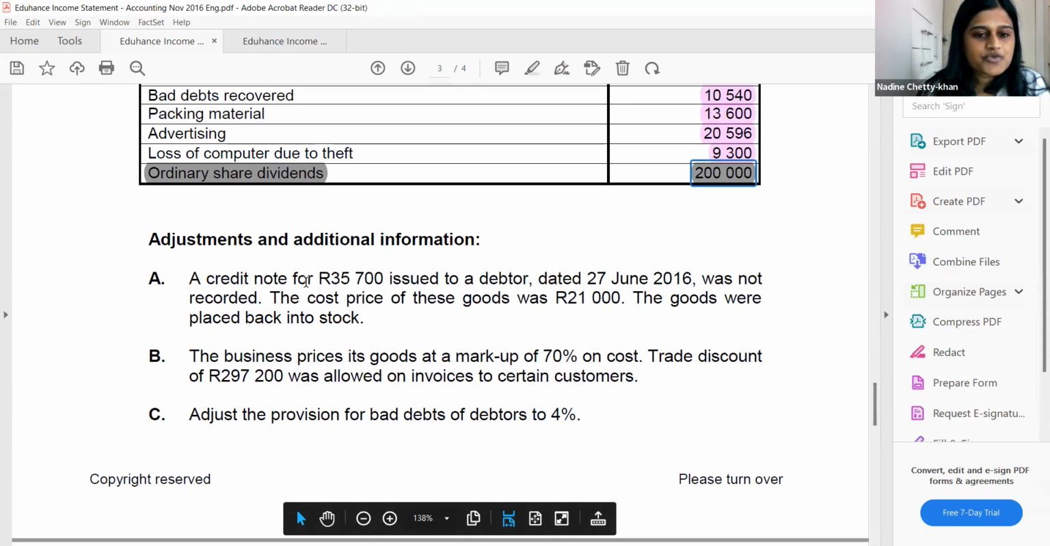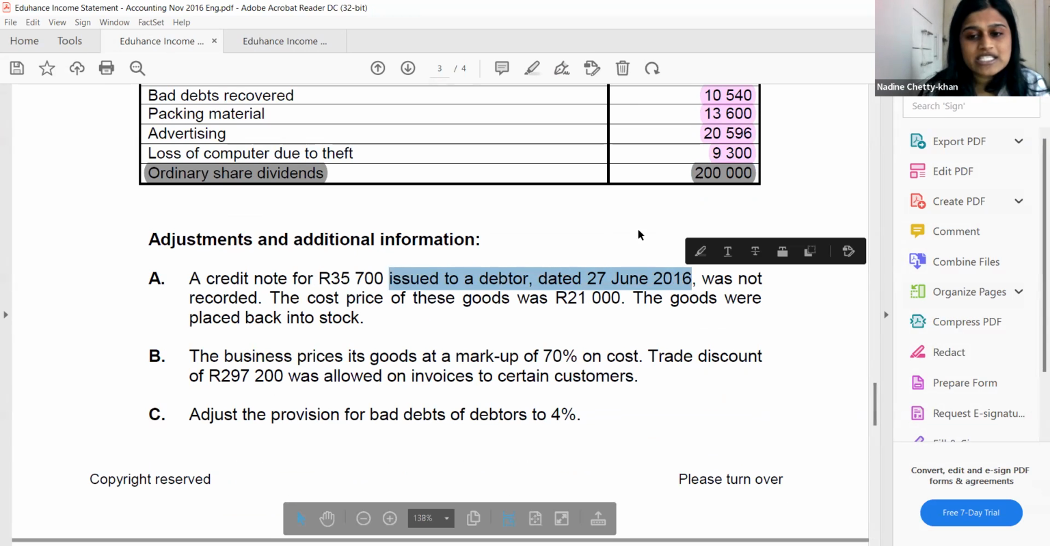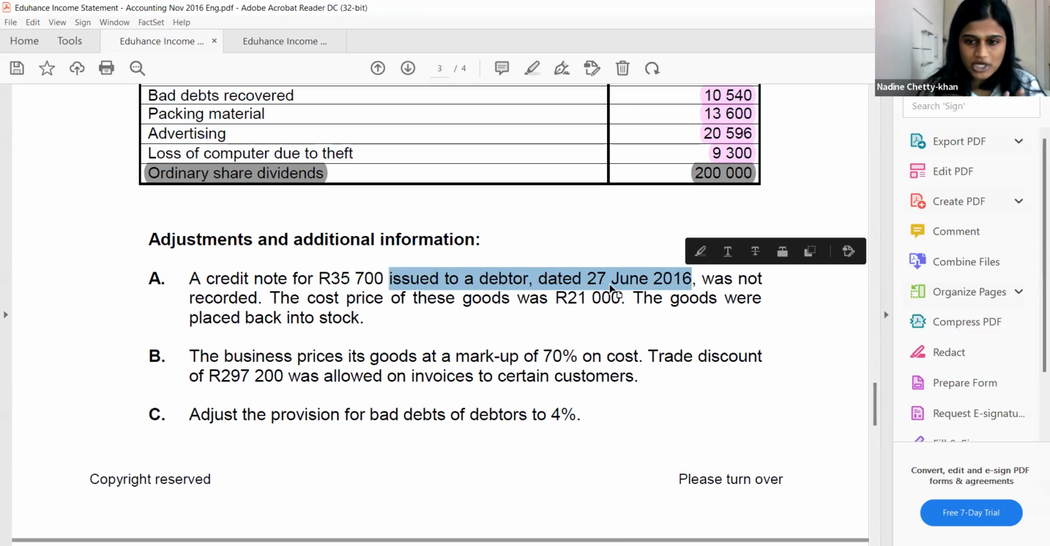A credit note for 35,700 issued to a debtor, dated 27 June 2016. The date is very important because every transaction that falls within the financial year will be in the income statement. Anything that falls out of the financial year must not be in the income statement. It was not recorded. The cost price of these goods was 21,000. The goods were placed back in stock.